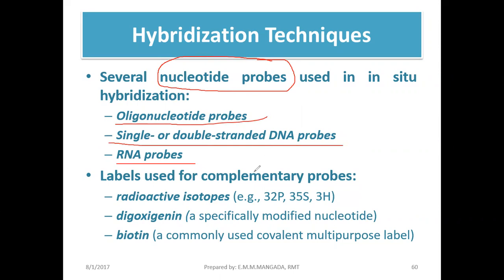Okay, so for the labels that we use, remember earlier in immunohistochemistry, our antibodies have labels. It's the same here. Our nucleotide probes, guys, have labels. They can be your radioactive isotopes. When our probe uses radioactive isotopes, we read the result using autoradiography. If it is digoxigenin or biotin, later you will see the techniques for reading their results. Okay, so let's look at it.